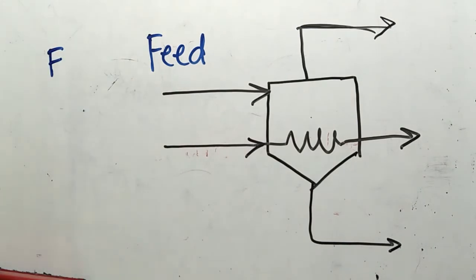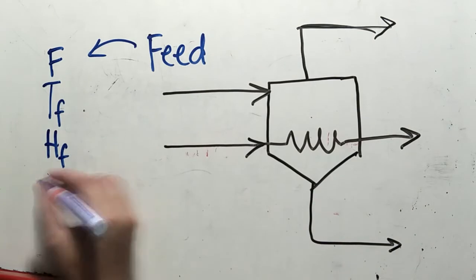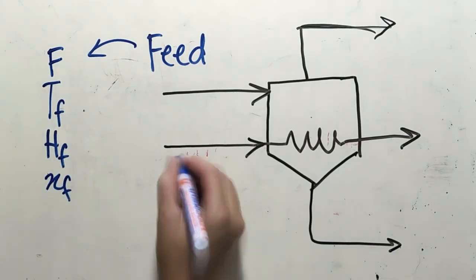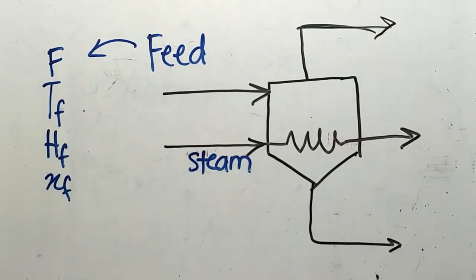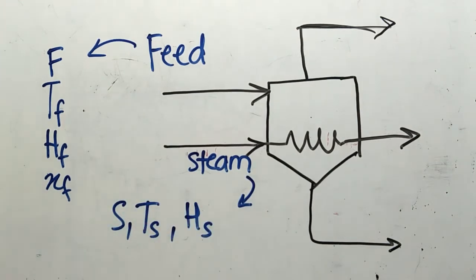So we introduce the feed, which is the diluted orange juice, at a mass flow rate F kg per hour, with the temperature Tf, enthalpy Hf, and the total mass fraction of solute in the solution Xf.